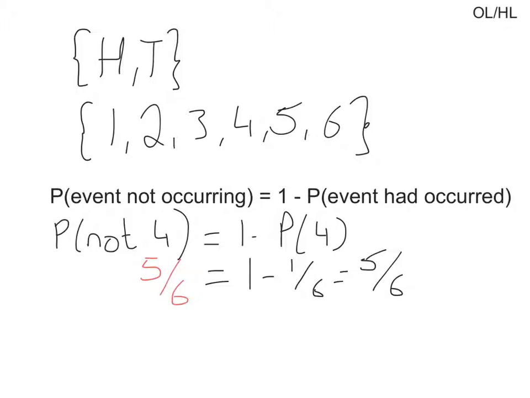I get this by saying that there are 5 possible outcomes that we'll accept, rolling a 1, 2, 3, 5, or 6, and the number of total outcomes is 6. So the probability of not 4 is 5/6, and the probability of 1 minus rolling a 4 is 5/6. This formula is often used on the Leaving Certificate paper to solve probability questions.